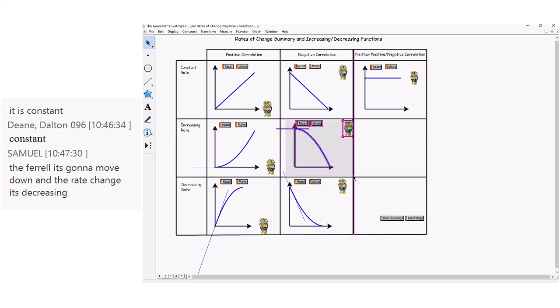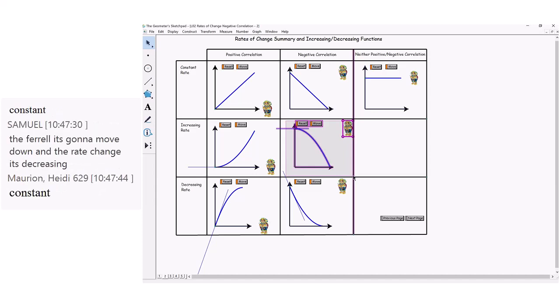Okay, now take a look at that curve. The curve coming down doesn't tell you anything about the rate of change. It's the shape of that curve. Is that curve getting more vertical or less vertical? If it's getting more vertical, it's an increasing rate of change.